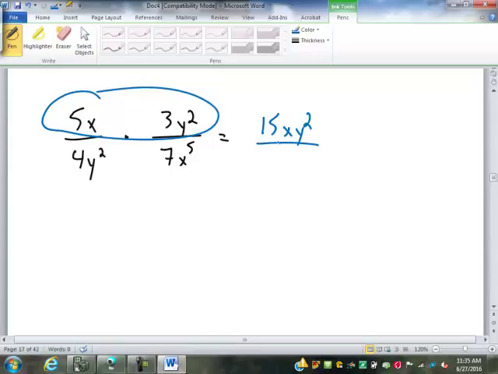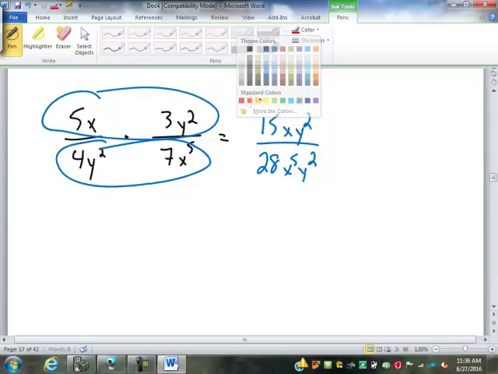On the bottom, 4y squared times 7x to the 5th. We combine the counts. 4 times 7 is 28, y squared times x to the 5th. Now we're going to put them in alphabetical order because that's proper form. It's just x to the 5th y squared.